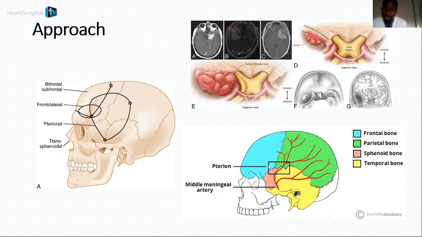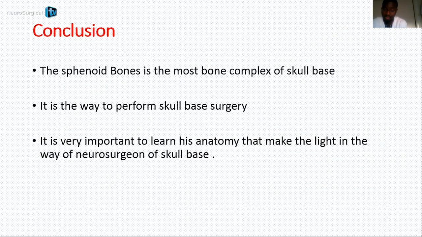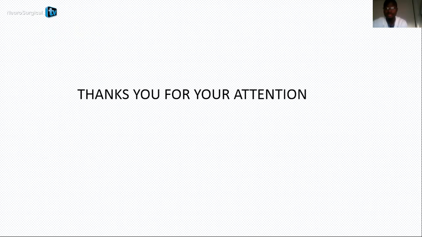It's very important to know this bone correctly. And in conclusion, the sphenoid bone is the most complex bone of the skull base. It is the way to perform skull base surgery. It is very important to learn its anatomy, which lights the way for the neurosurgeon in skull base surgery. So thank you for your attention, and your comments and approaches are welcome.